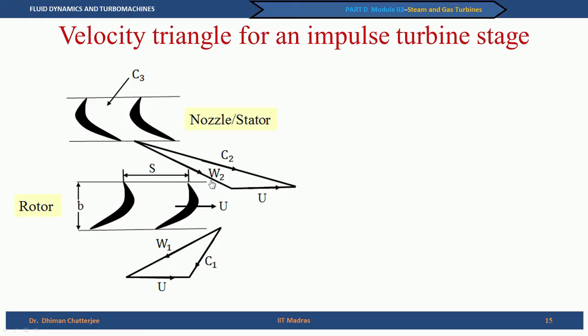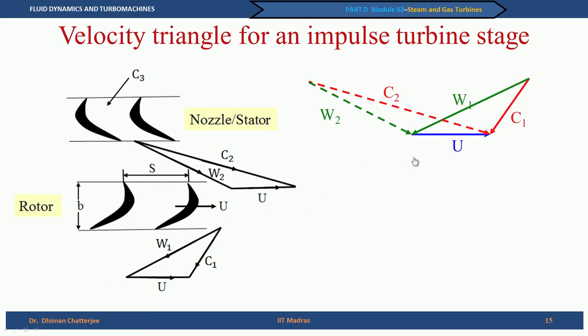We can construct the velocity triangle at the inlet of the rotor and similarly at the exit of the rotor. And you can also once again verify that had there been no rotor blade, the velocity would have continued in the direction of W2, but now it is forced to go in the direction of W1, and hence the deflection angle is large. So, let us draw the velocity triangles together.